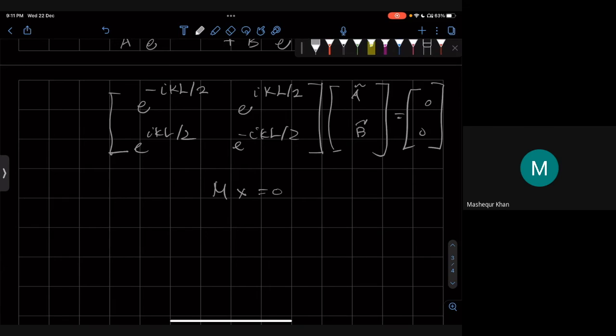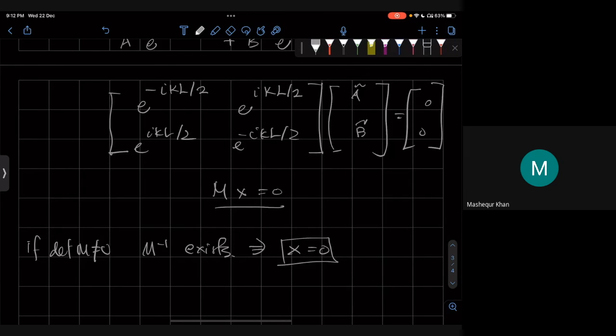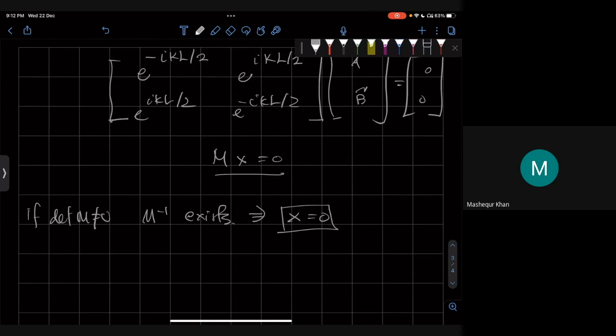If x has a solution, that means that M cannot be invertible, because if the determinant of M is not 0, we can find an M inverse. If M inverse exists, then this equation tells us that x must be 0. So that means that there is no non-trivial solution. So we must assume that the determinant of M is 0.